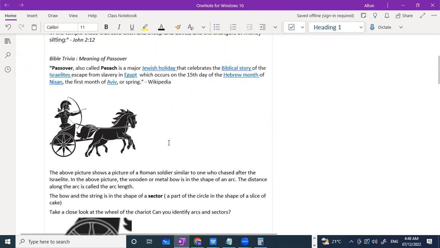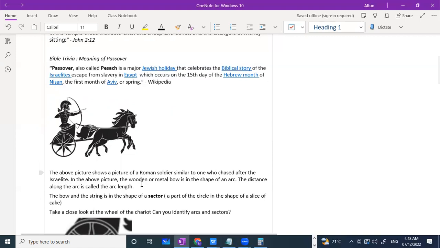Now, where does the math come in there? We're talking about perimeter of a circle. Are you seeing any circles in that diagram? Yes. Look at the wheel. That's a circle. So the above picture shows a Roman soldier similar to one who chased after the Israelites.